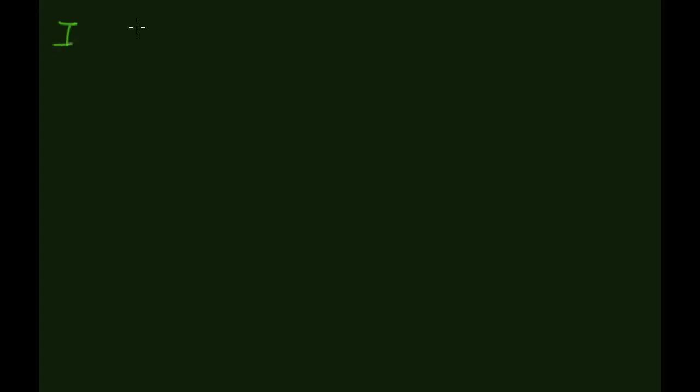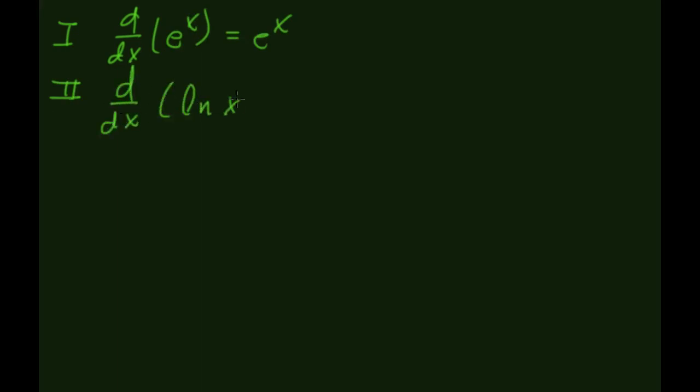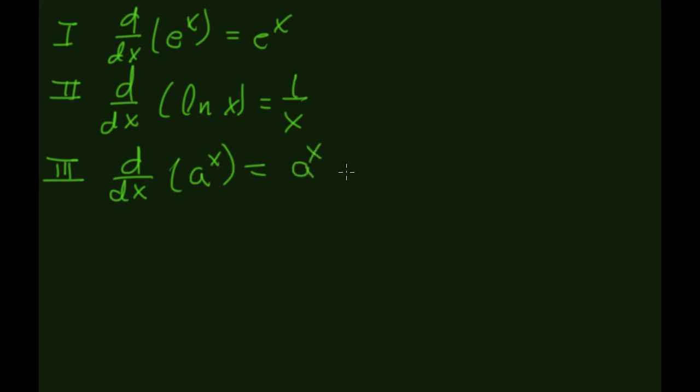Number 1, the derivative with respect to x of e to the x is e to the x. Number 2, the derivative with respect to x of the natural log of x is 1 over x. All right, so what about the general cases? That's what we're down to. Number 3, the derivative with respect to x of a to the x, some number that's not e, is actually going to be a to the x times the natural log of a. Huh? Why does that work?